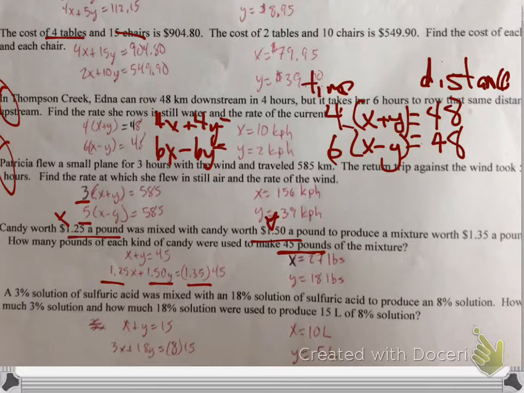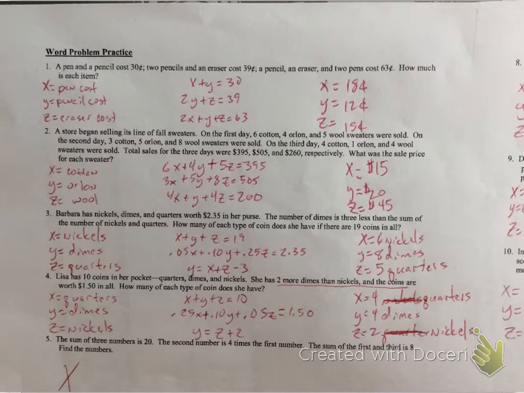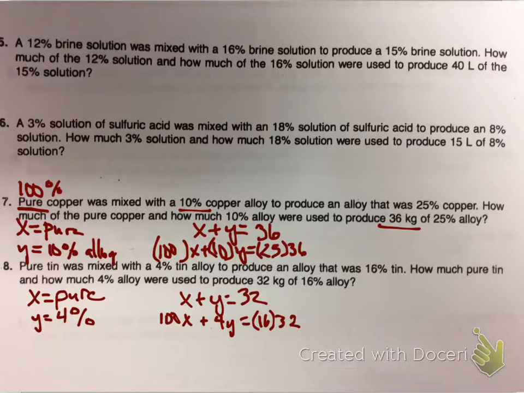Keep in mind the same thing for this one with the percents. Notice I just dropped the percents and got those answers. x plus y equals the total amount made. 3x plus 18y equals 8 times the 15. Keep in mind, I've got this in here somewhere. Oh, here we go. I could do one that's pure. Pure means 100%. So think of it like that.